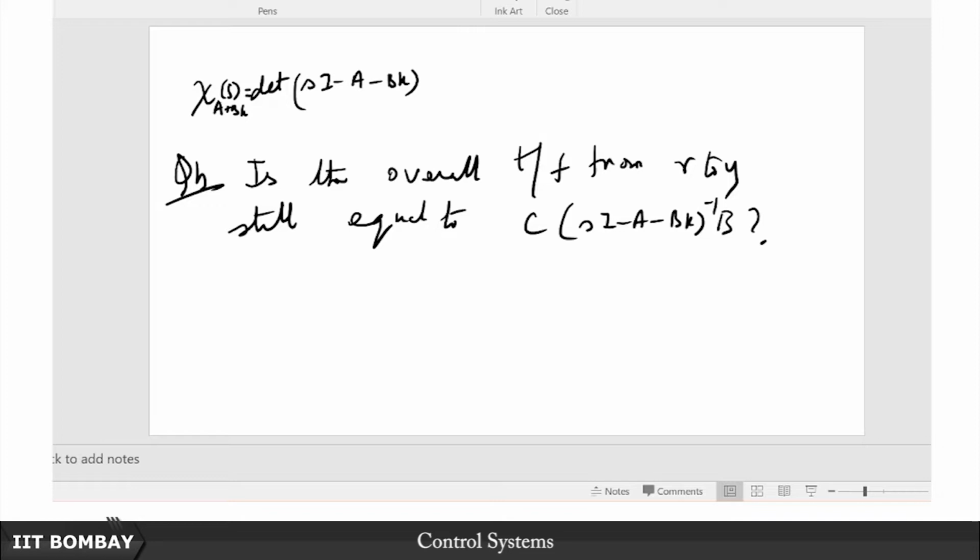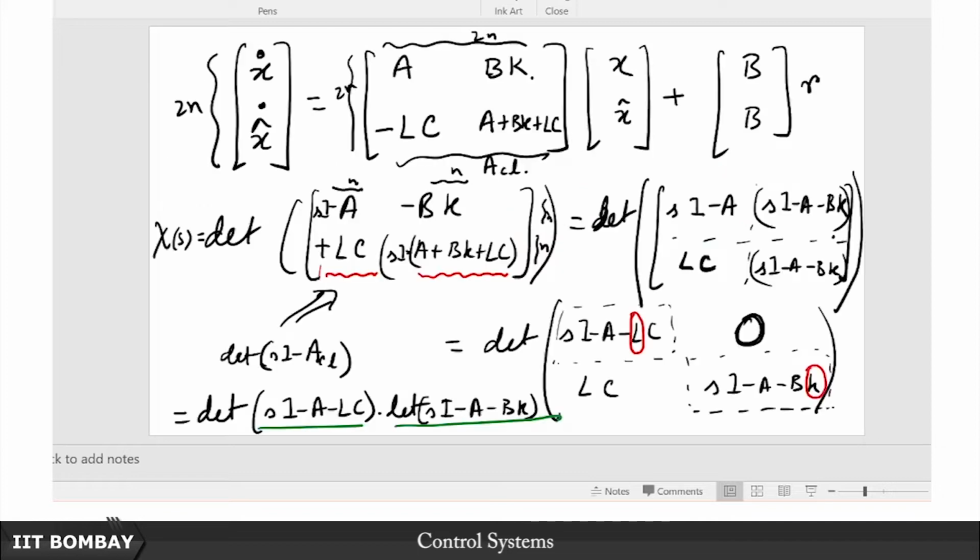Are we in other words saying that if the observer weren't present and if you were allowed to tap in those states from the plant itself and use them for state feedback, the transfer function that we would have got, which is given by this, is going to be the same transfer function that we will get in presence of this closed loop observer now? So in order to answer this question, let us take a look at this equation. I am going to start by rewriting this equation again, at the cost of repeating myself.